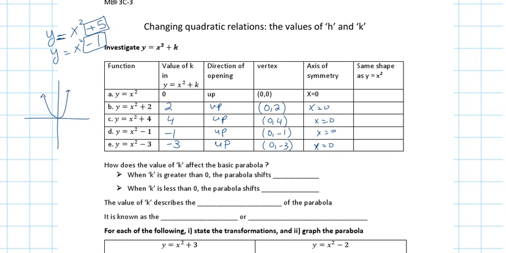So the axis of symmetry here matches the x value of the vertex. Okay? And the y value of the vertex matches the k value of my function.